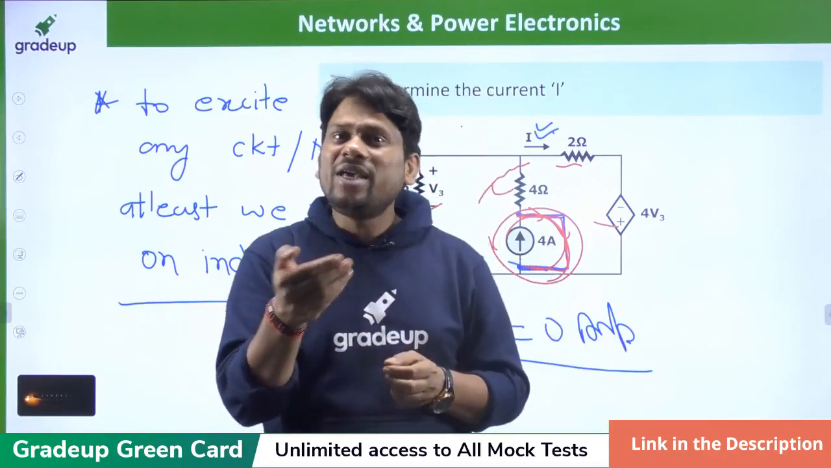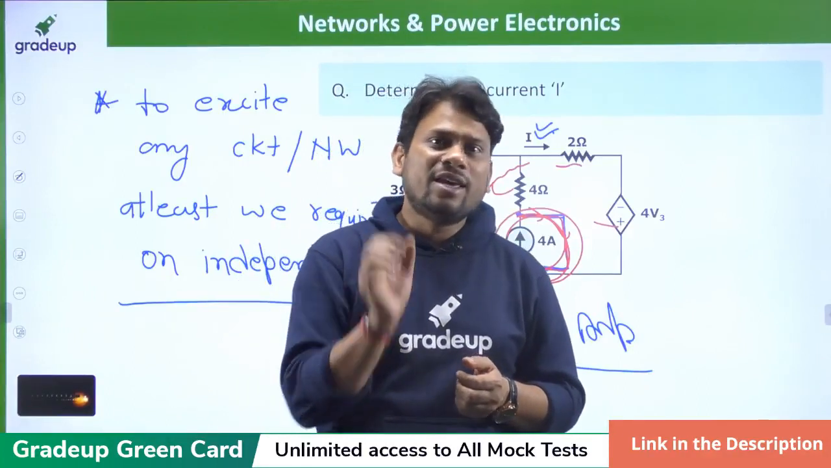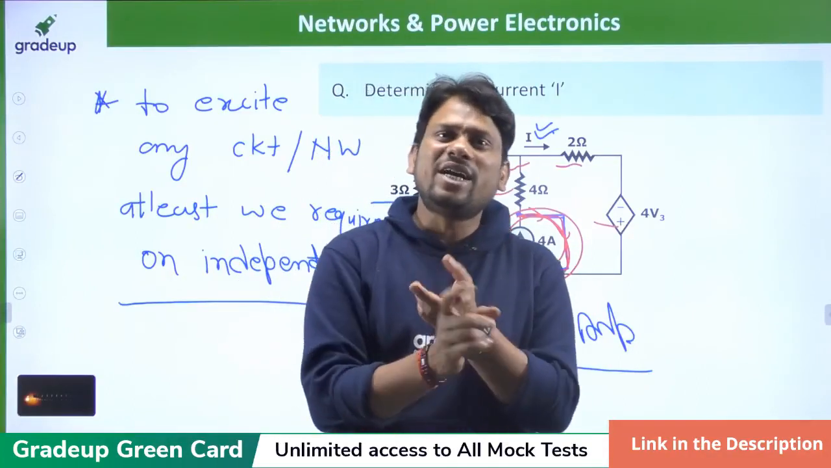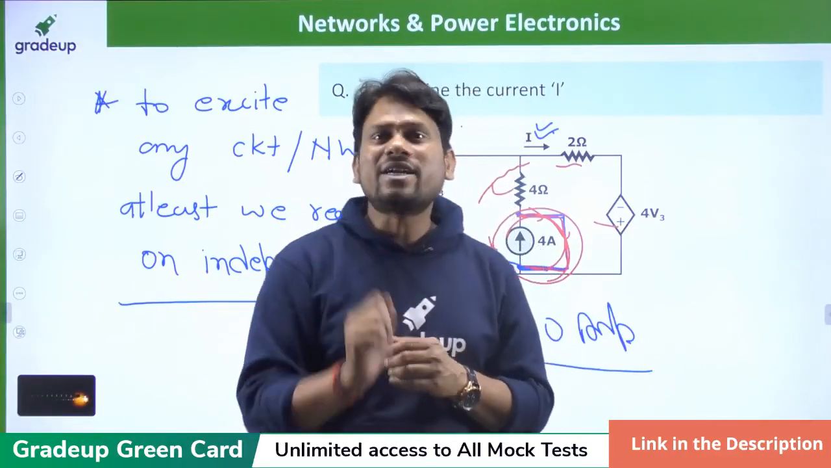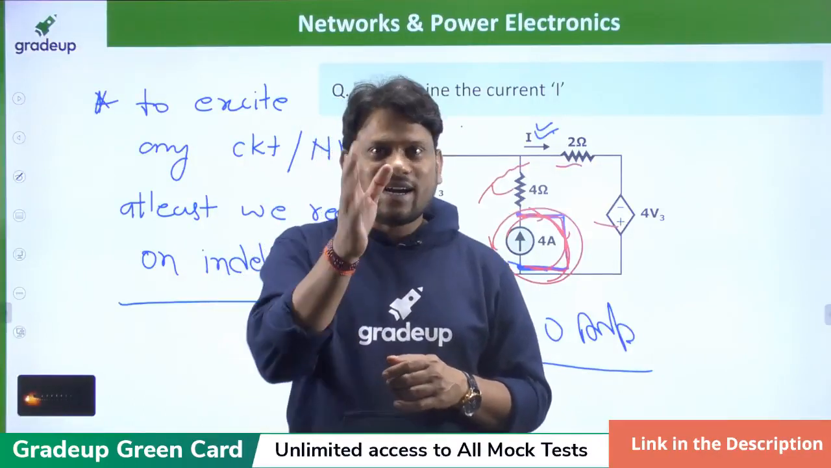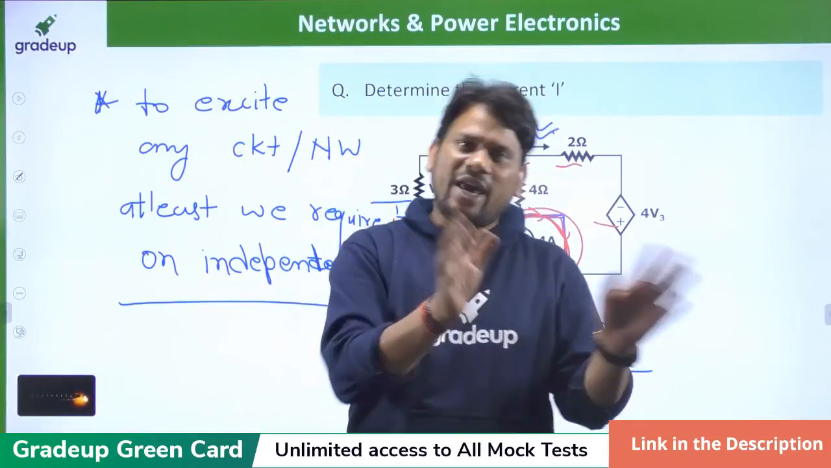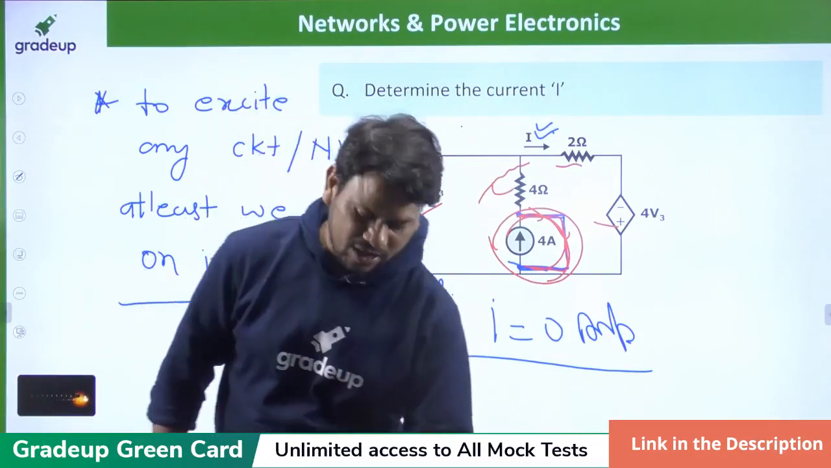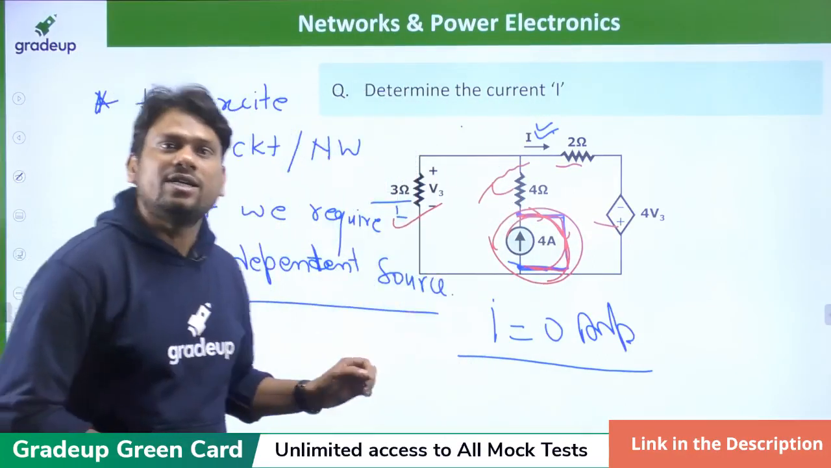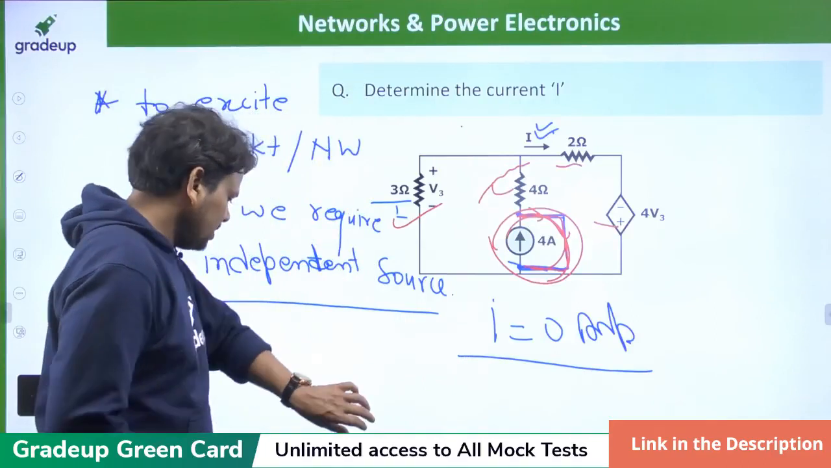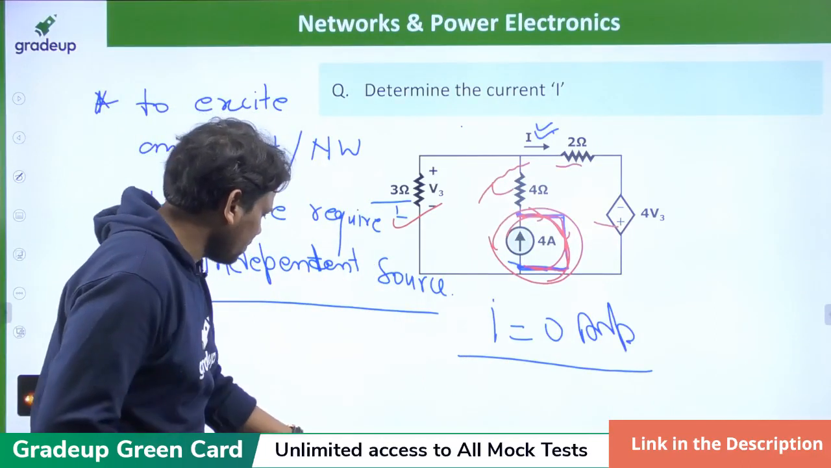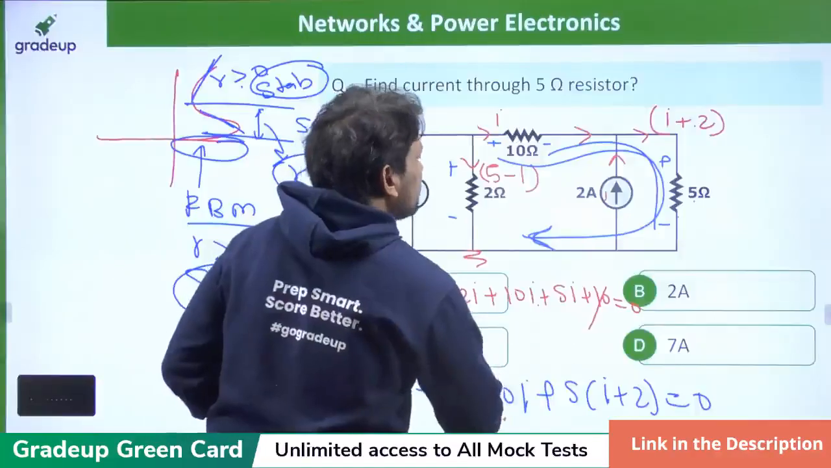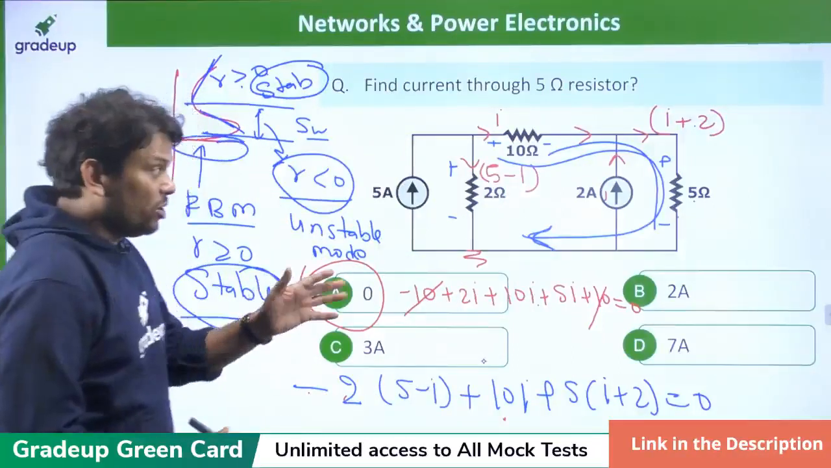So what is the main significance of dependent sources? They are nothing but a kind of BJT, MOSFET, IGBT, and they are capable of controlling current and voltage magnitude as per our requirement. Okay, just give me a few seconds. We should discuss the previous example by node analysis.